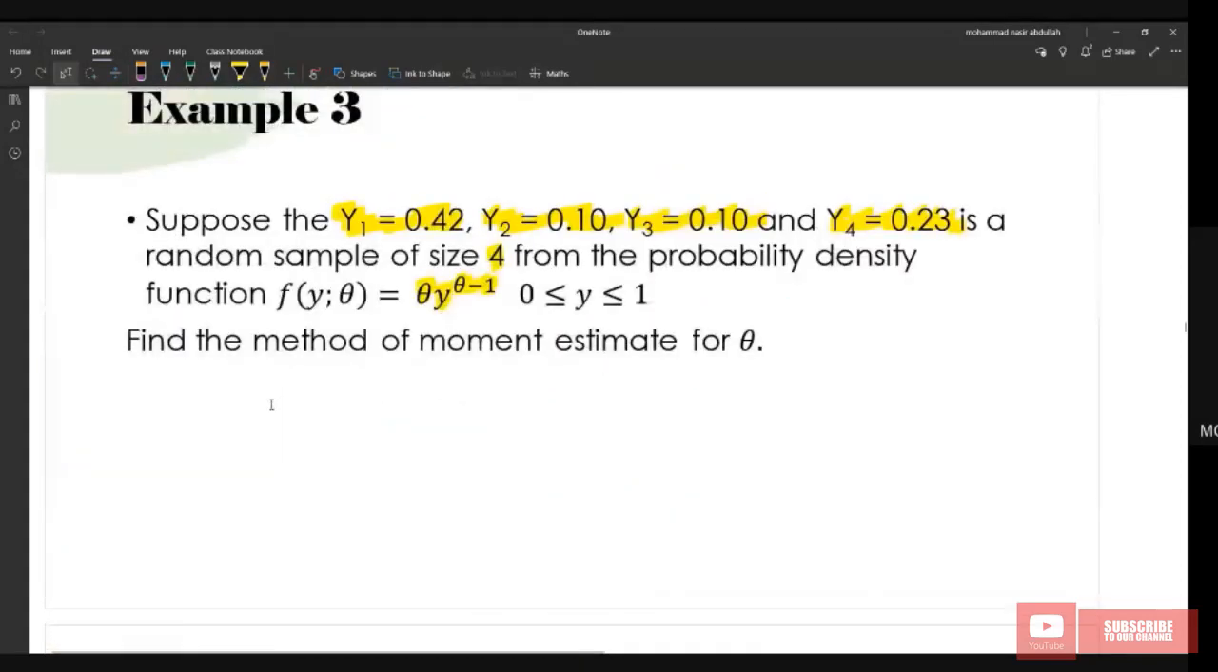Alpha hat is an estimator. So that is the difference between alpha and alpha hat. Now we move to example number 3. Suppose that we have y1 is 0.42, 0.1, 0.1, and 0.23. It's a random sample of size 4 from a probability density function, theta y to the power of theta minus 1, where y is between 0 and 1. So we need to find the method of moments estimate for theta. Since we only have one parameter, this is going to be very easy, right?